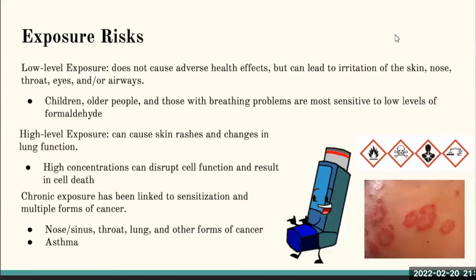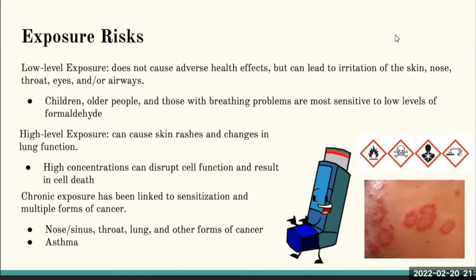Hi, my name is Grace, and I will be talking about the exposure risks of formaldehyde and the common causes of exposure. The GHS hazards associated with formaldehyde are that it is flammable, corrosive, acutely toxic, and also poses other health hazards. Low-level exposure to formaldehyde will not lead to any serious disease or illness, but can result in irritation of the skin, eyes, and breathing pathways.